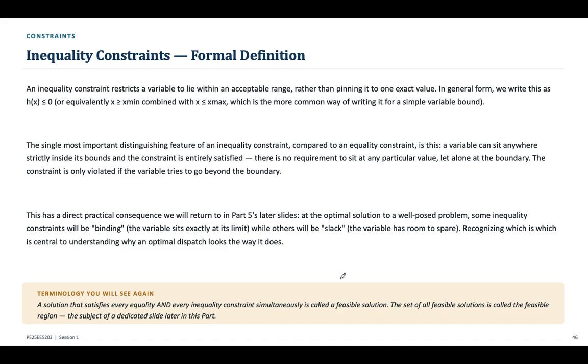Now when we look into the inequality, the formal definition is this: inequality constraints keep a variable within an acceptable range rather than pinning it to one exact value, as with the constant you just saw in the previous example, 15 megawatt or 0. Those were pointing towards an exact value. Here they don't have an exact value, but they will be within a limit. We write this as h(x) less than 0, or less than or equal to 0.